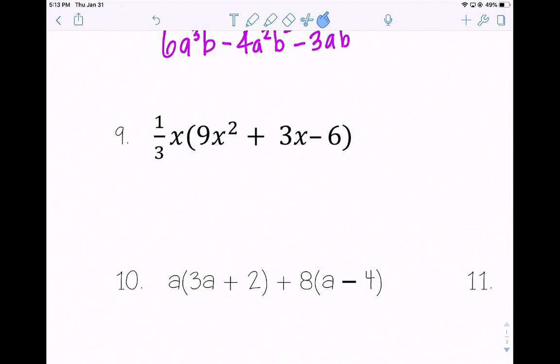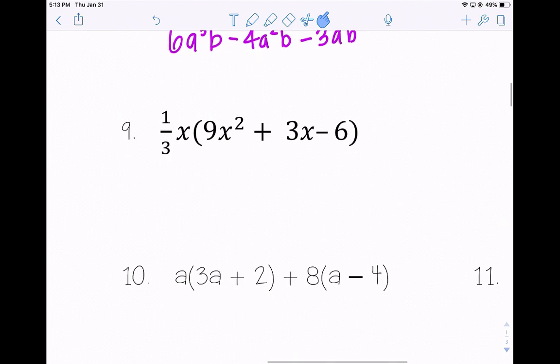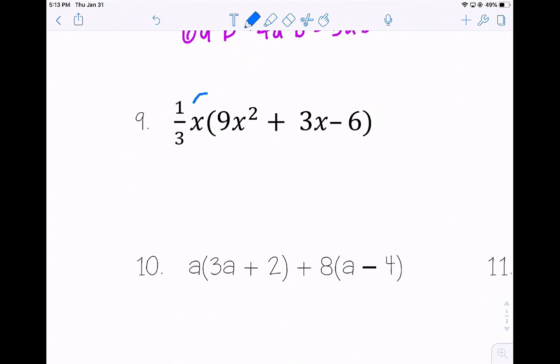So the highest exponent, again, that's the highest degree, comes first. Number 9, we have 1/3 x times 9x squared. So 1/3 of 9 is 3. X times x squared is going to be x cubed. 1/3 x times 3x. So 1/3 times 3 is 1. So plus 1. X times x is going to make x squared. So 1x squared, remember you do not have to write the 1. Without writing it, it's implied just by putting an x squared.